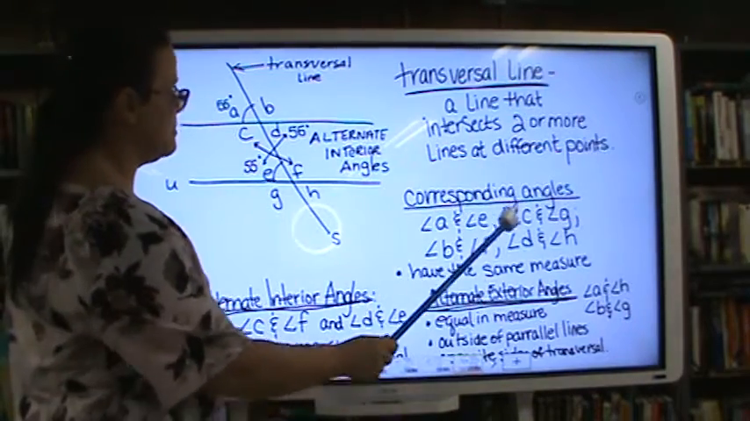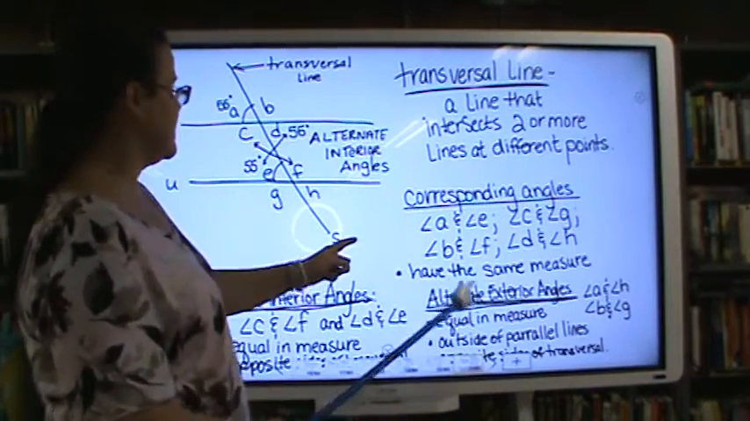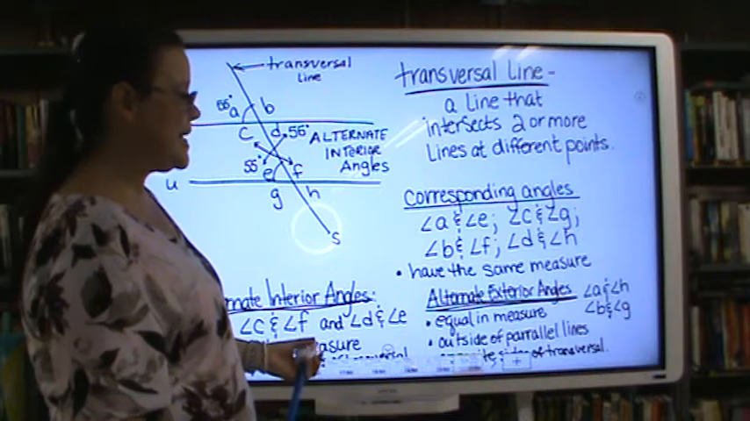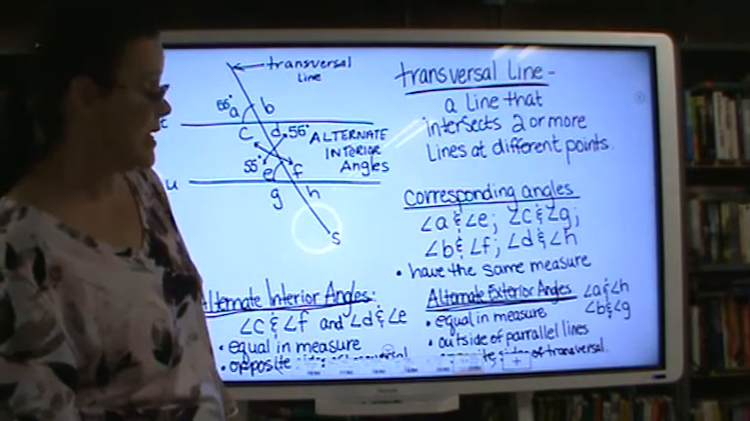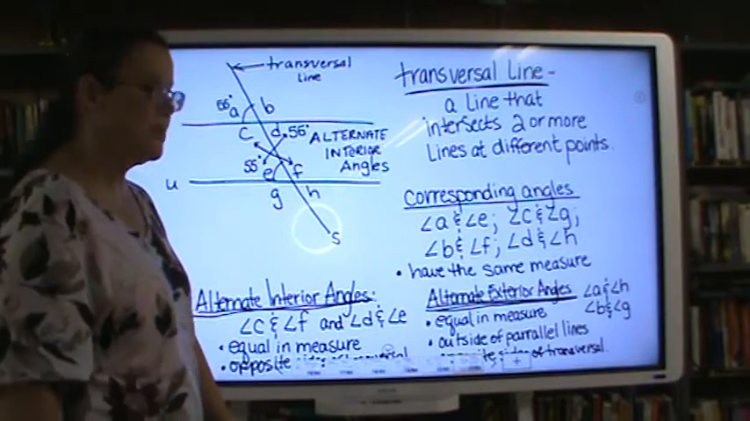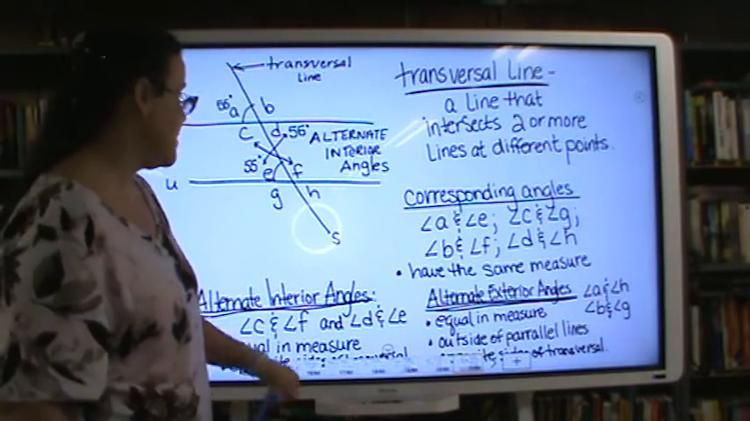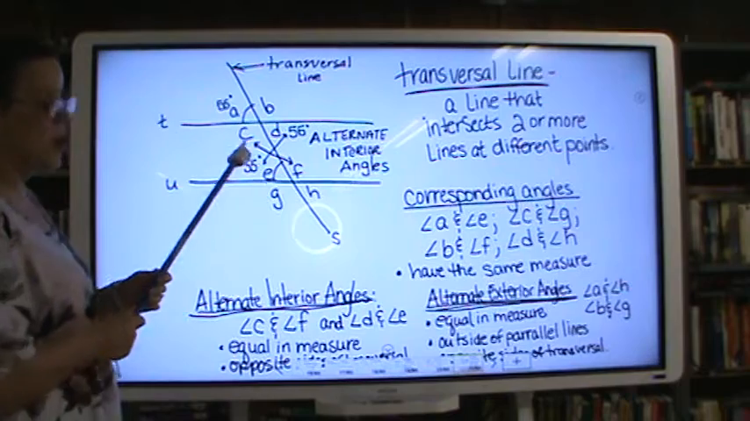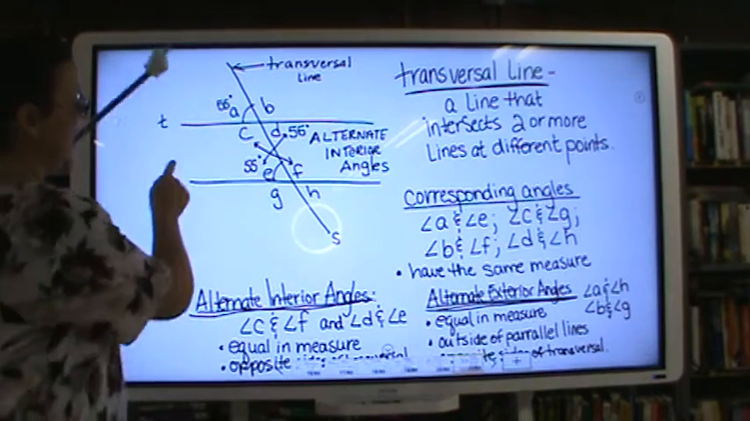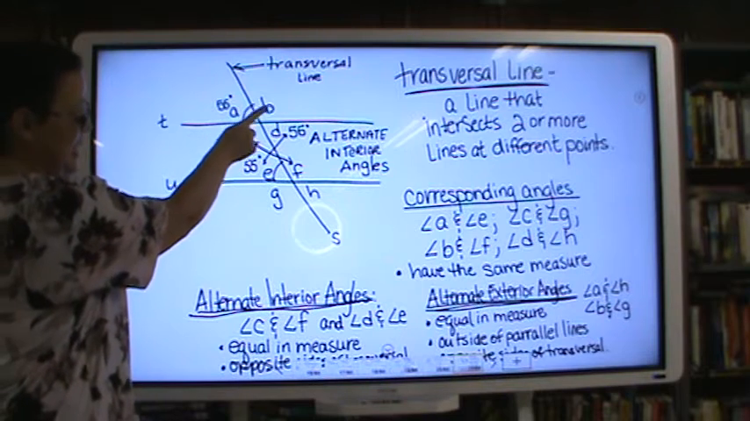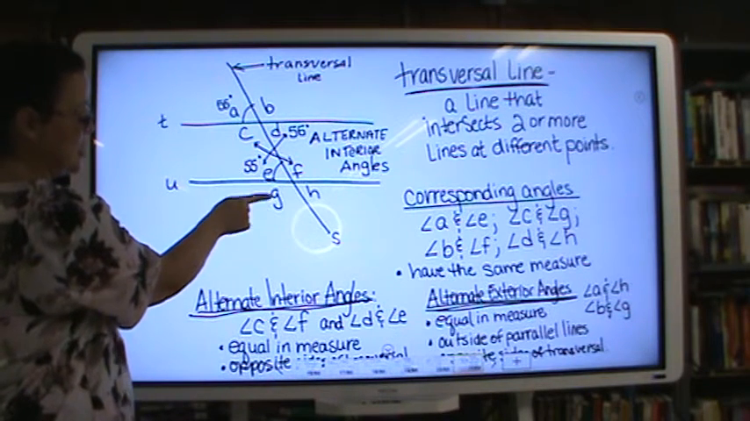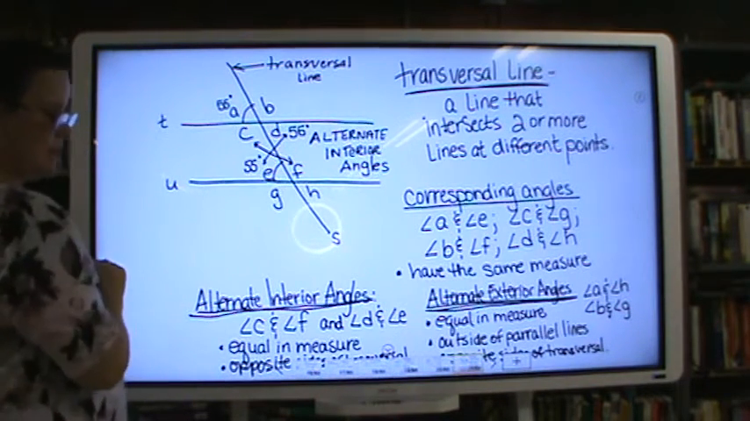Then we have corresponding angles. Corresponding angles are A and E, angles C and G, B and F, and D and H. They have the same measure. They are opposite of one another on the two parallel lines. So angle A is here and angle E is here. Angle B and F, C and G, D and H.